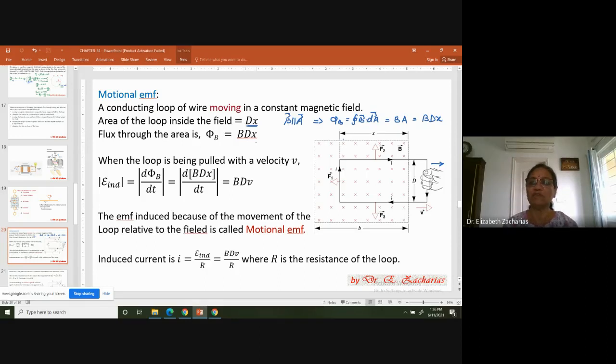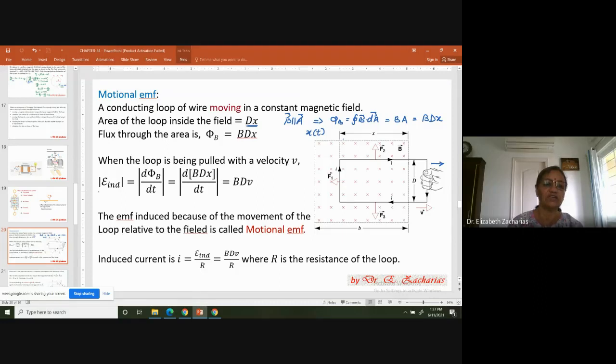Okay, when it is moving with a velocity v, you can see that x becomes a function of time. X is increasing or decreasing as a function of time when this man is pulling it out? Decreasing. It is decreasing as a function of time. Thereby, what he is actually doing is he's trying to change the flux by changing the area exposed to the magnetic flux.